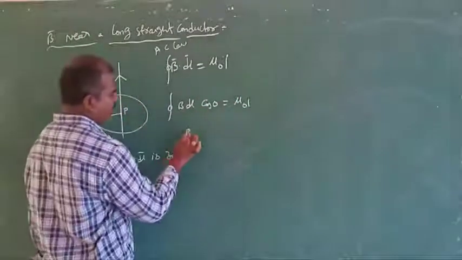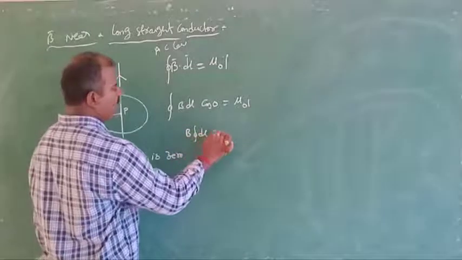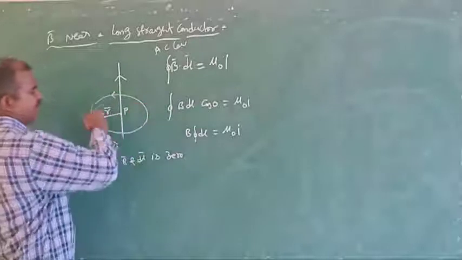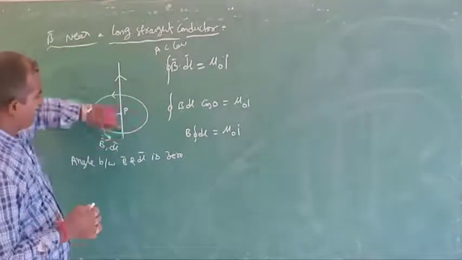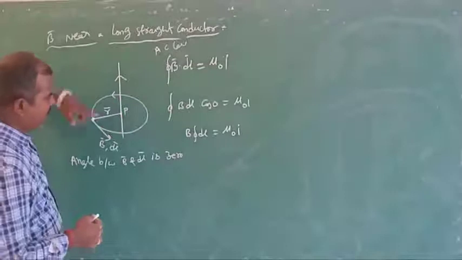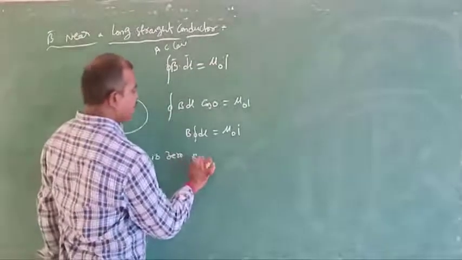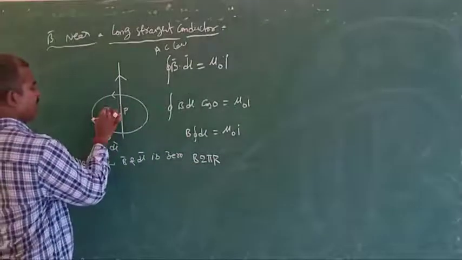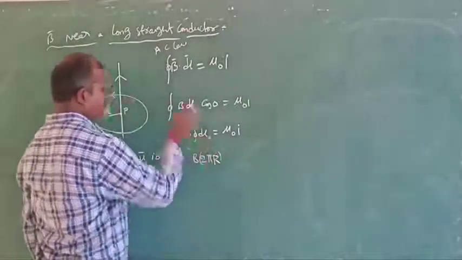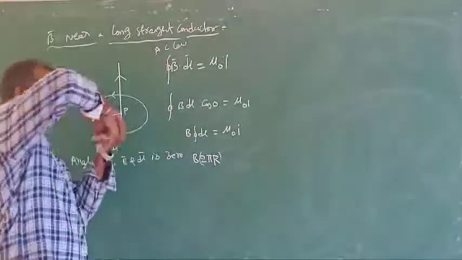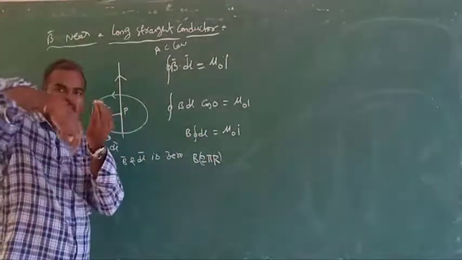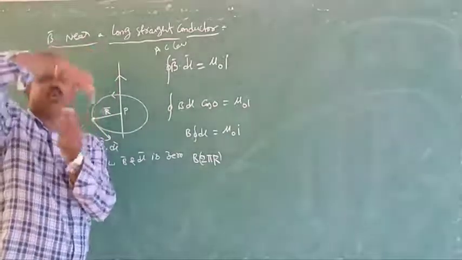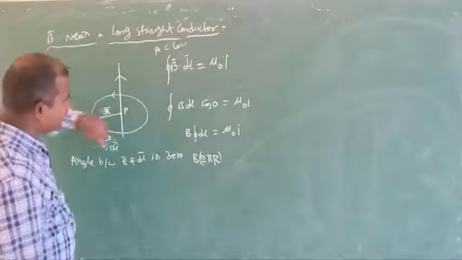Therefore, B times the line integral of dl is equal to mu naught I. The line integral over this closed path, which is a circular loop, is 2 pi r, which means the circumference of the circle with radius r. The circumference of the circle is nothing but the line integral of the closed path.